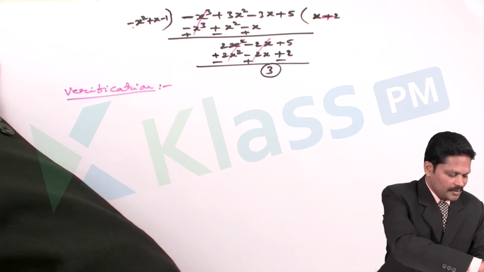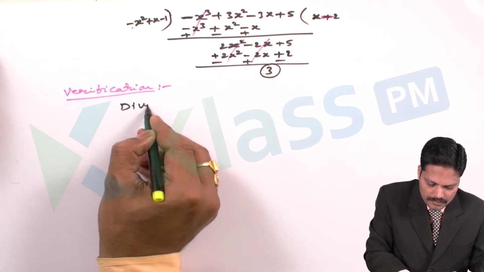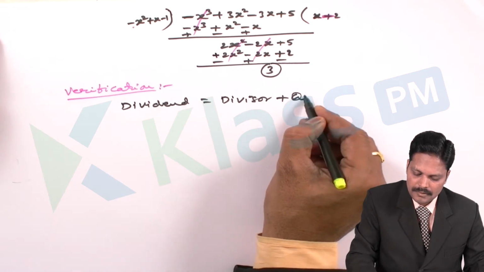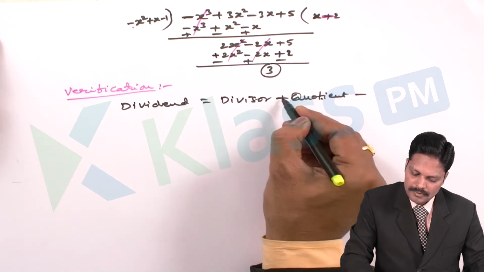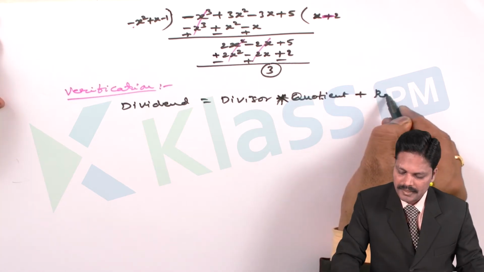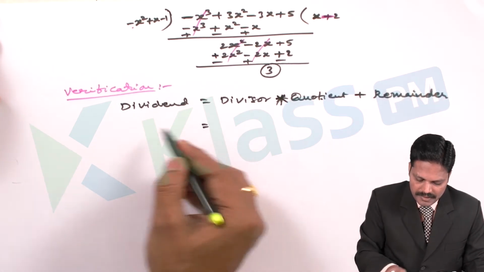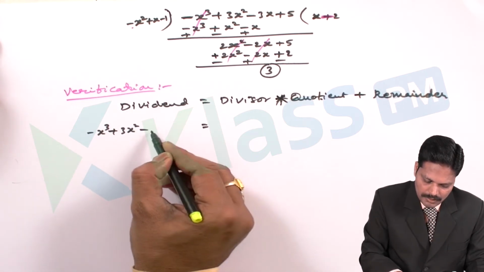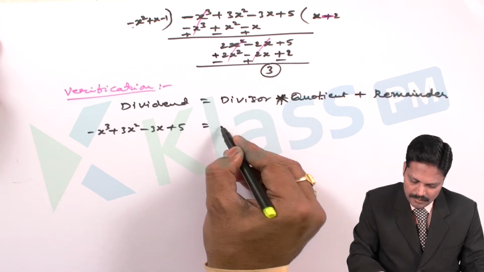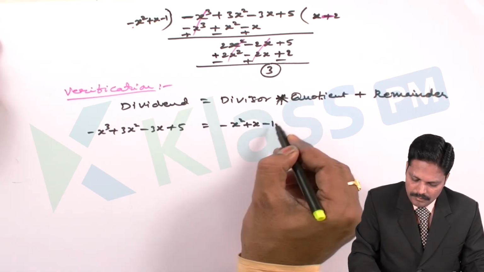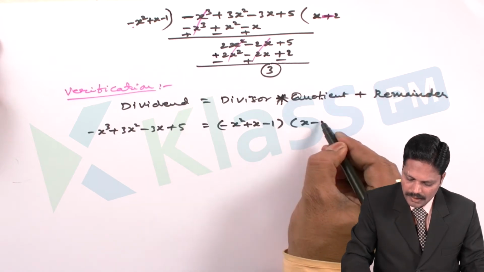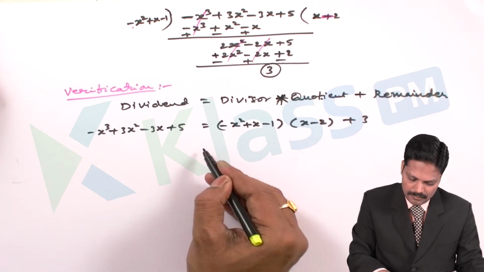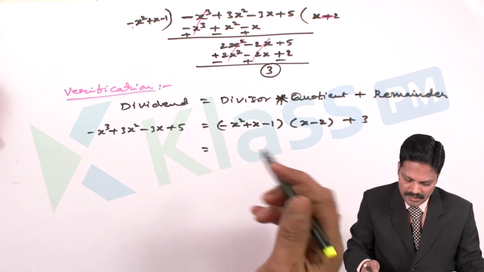Verification, how should we check? By using the division algorithm. So we are having dividend is equal to divisor into quotient plus remainder. So the dividend value we are having is minus x cube plus 3x square minus 3x plus 5, and the divisor value is minus x square plus x minus 1. We need to multiply with the quotient, which is the x minus 2 value, and we are adding the remainder. This is a constant, no need to change anything for this one.